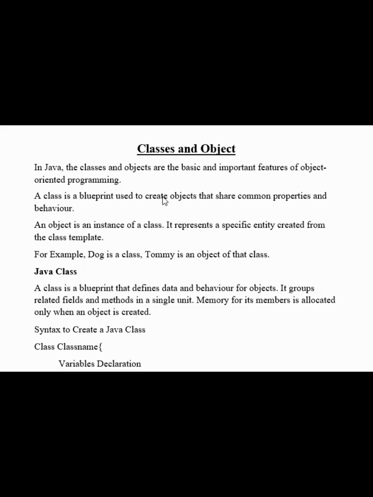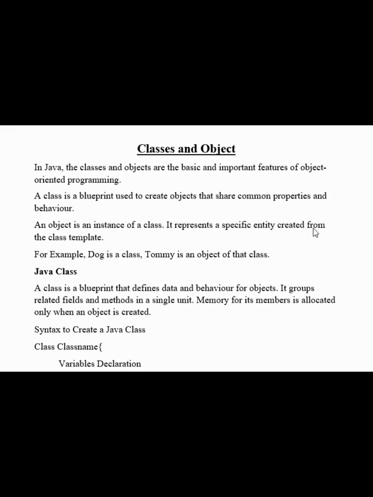Today's concept is classes and objects. In Java, classes and objects are basic and very important features of OOP. A class is a blueprint which is used to create an object, and those objects share all common properties and behavior. An object is an instance of a class, and it represents the specific entity created from that class.